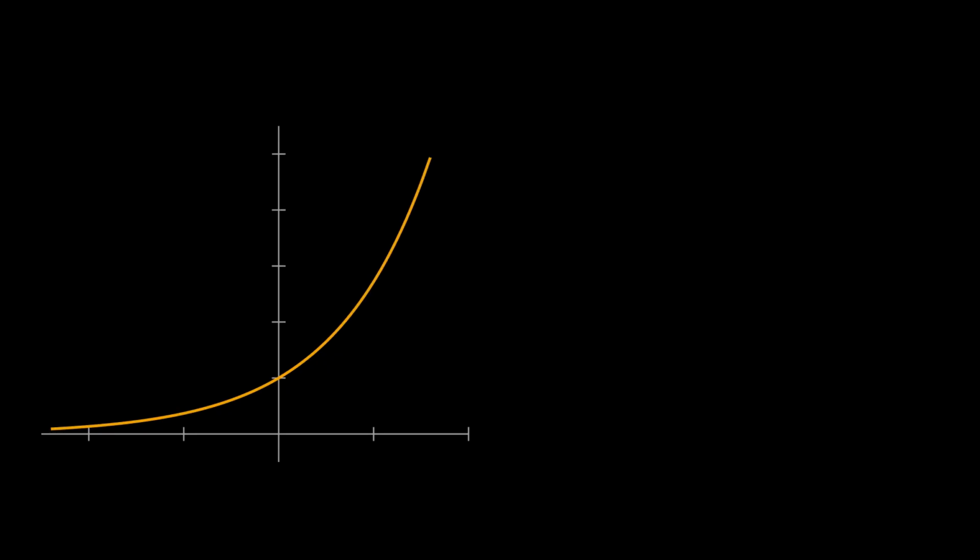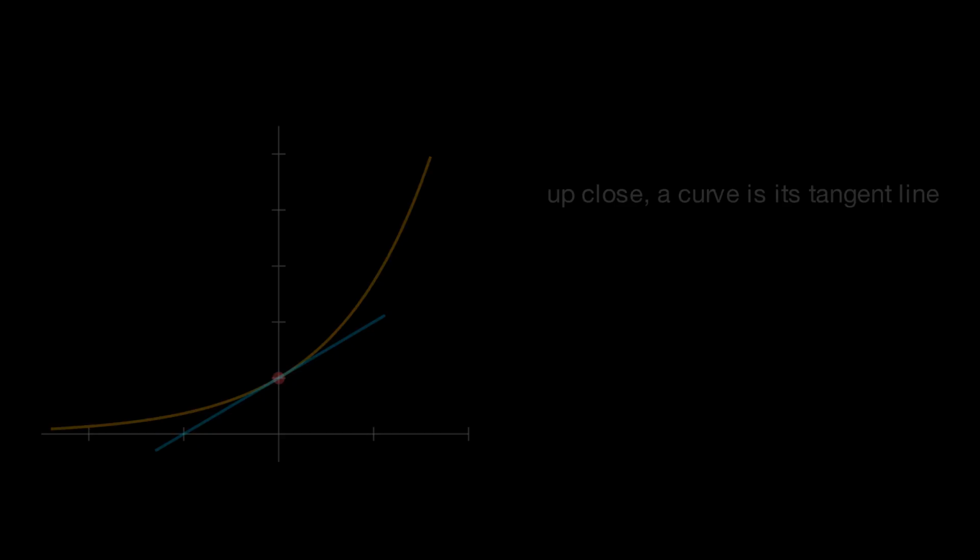And it starts with the one piece you already know, the tangent line. Zoom in on any smooth curve, and up close it looks straight. That's the first term, and we'll build out from there.